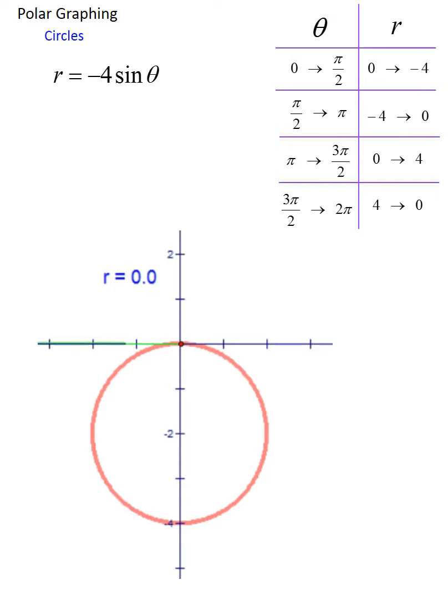And just as in the last problem, this is the entire graph, because as we allow theta to sweep through quadrants 3 and 4, we will get a retracing of the points. But I'll show you anyways.